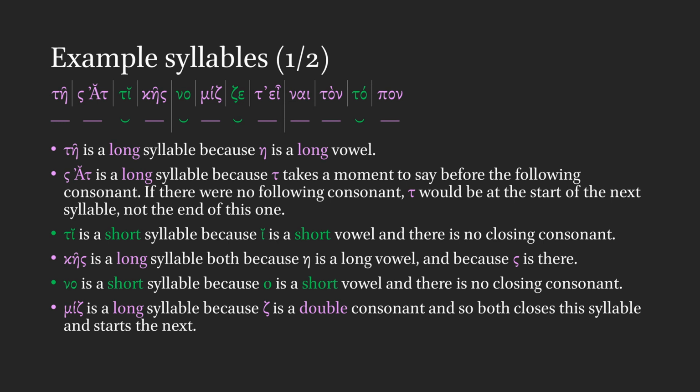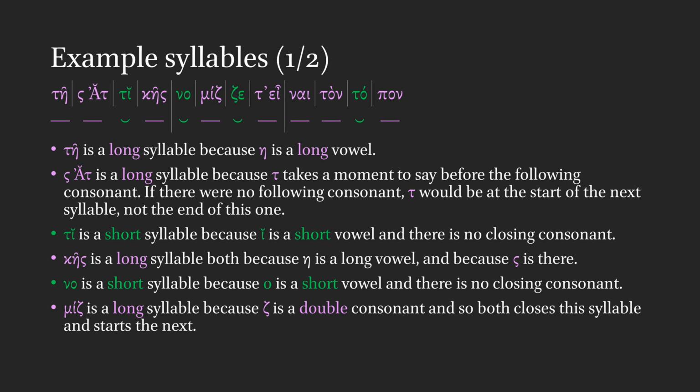Te is a long syllable because eta is a long vowel. Sat is a long syllable because tau takes a moment to say before the following consonant. If there were no following consonant, tau would be at the start of the next syllable, not the end of this one. Ti is a short syllable because iota is a short vowel and there is no closing consonant. Kes is a long syllable, both because eta is a long vowel and because sigma is there on the end. No is a short syllable because omicron is a short vowel and there's no closing consonant.